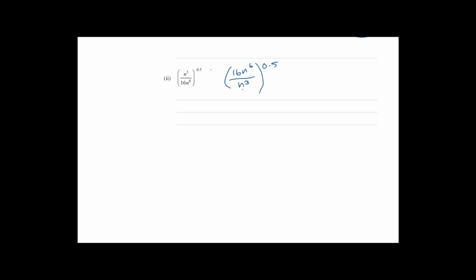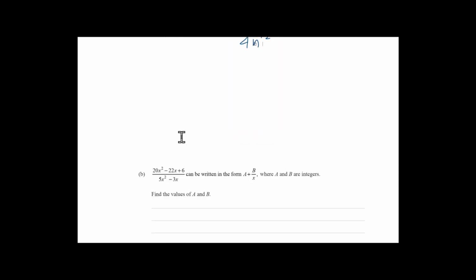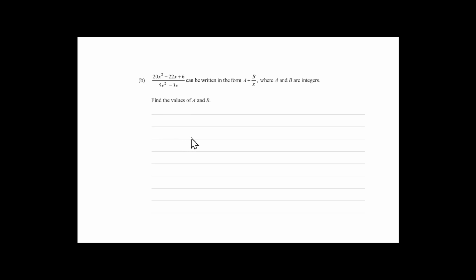Now we can do our trick, top minus bottom. So it's going to be 16n to the power of 3 to the power of half. And that's going to be 16 to the power of half, n to the 3/2. And the square root of 16 is 4. So it's going to be 4n to the 3/2. Yeah. Okay.